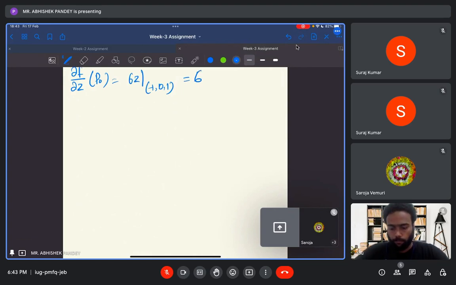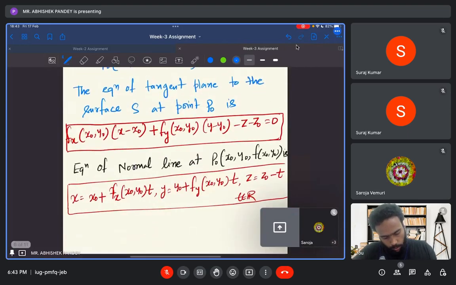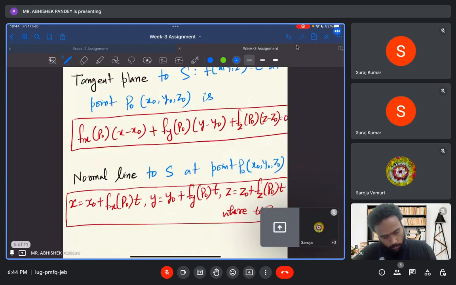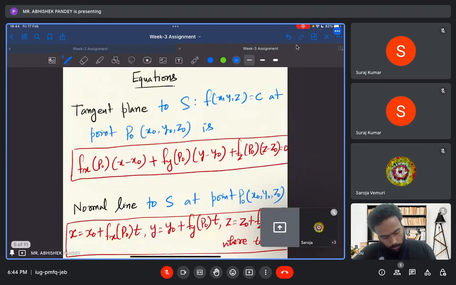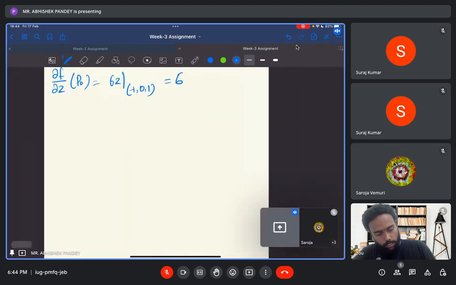Okay, so this is the normal to the surface. Earlier we have seen that the normal line is a line through p naught and parallel to del f at p naught. So the equation of the normal line is a line passing through p naught which is parallel to this one. Okay, so we know how to find such an equation.